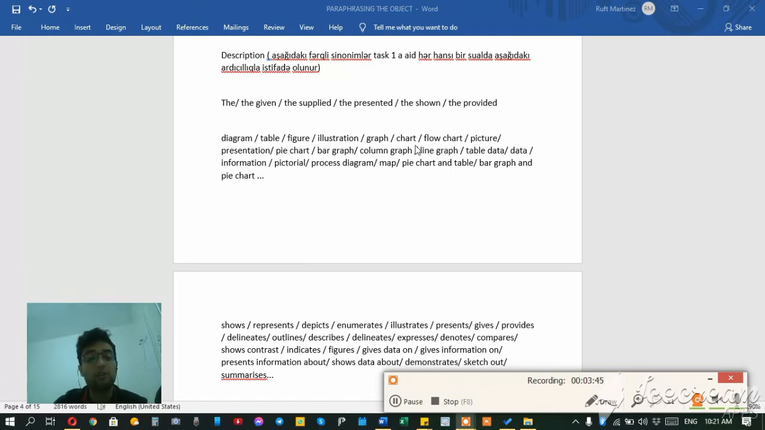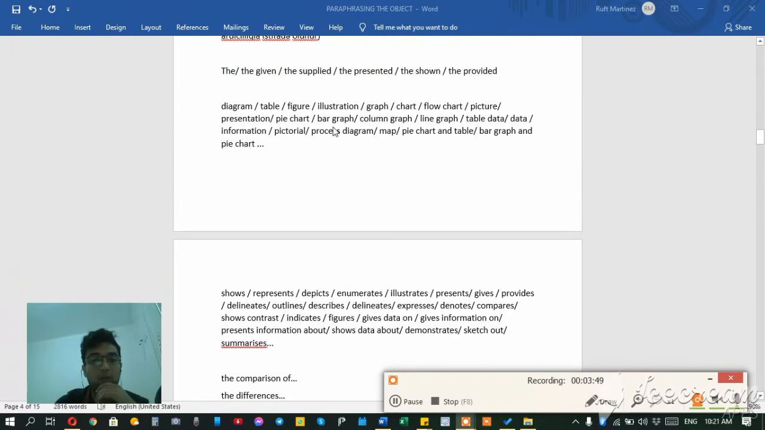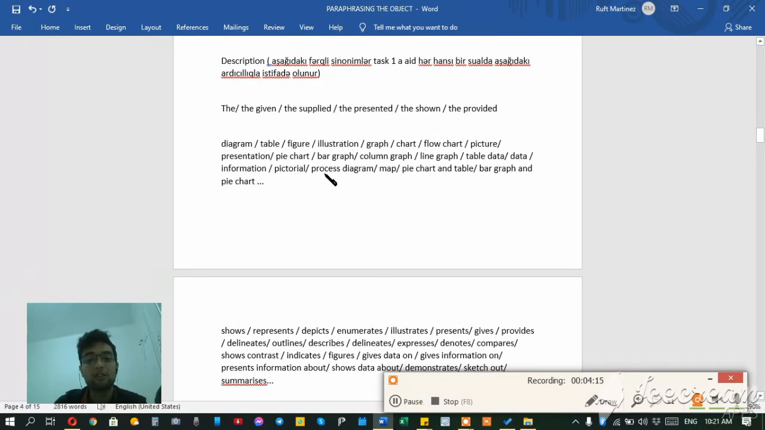I'll show you in pictures next class, next lesson. What is an illustration? What is a chart? We know many of them, but you may not know what a column graph is. I'll show you next time using the pictures in my Word file. Pictorial and process diagram. Presentation is the same as diagram or table. Flow chart, we'll discuss in the future. So these are the synonyms.